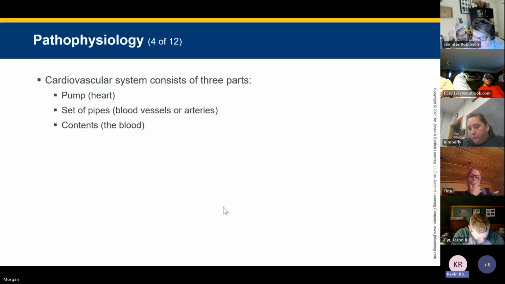And that's what we're going to show, and Morgan can kind of cover it in the slide. The set of pipes are your blood vessels, your arteries, right? For the firefighters in the room, that's your aorta, arteries, right? Going into your arterioles, into your capillary beds. You have to have good perfusion.